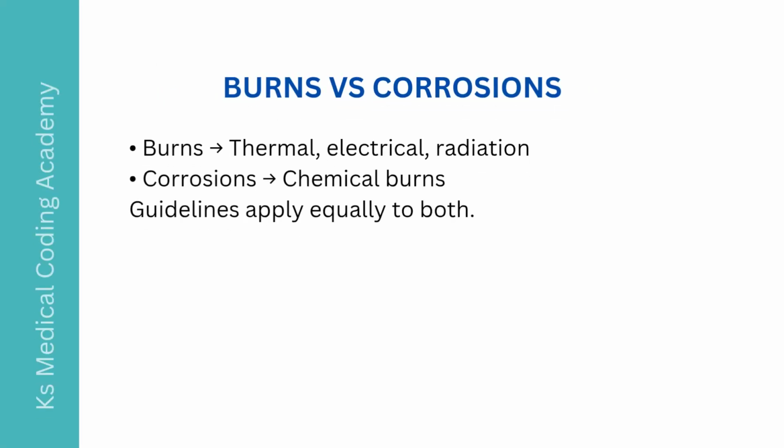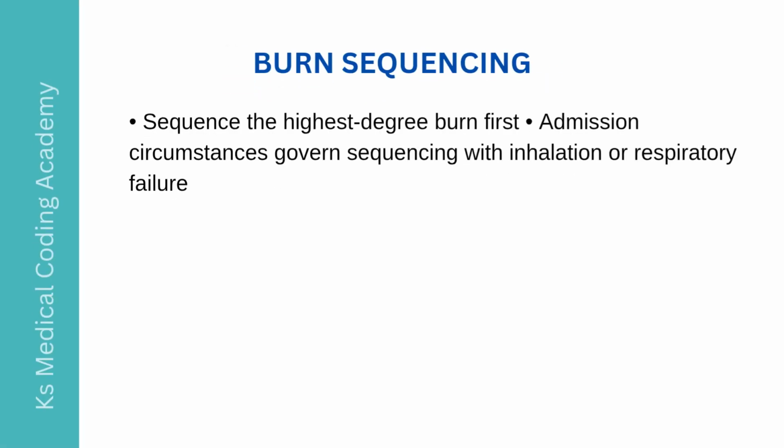Burns versus corrosions. Burn codes are used for thermal, electrical, and radiation burns. Corrosion codes are used for chemical burns. Coding rules apply equally to both. Burn sequencing. When multiple burns exist, sequence the highest degree burn first. If inhalation injury or respiratory failure is present, the circumstances of admission determine sequencing.